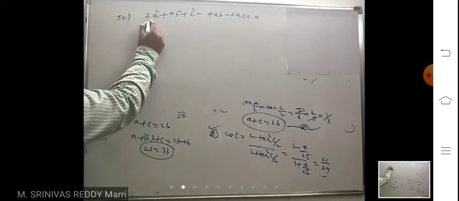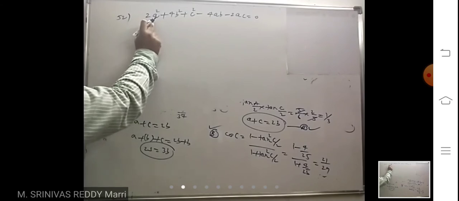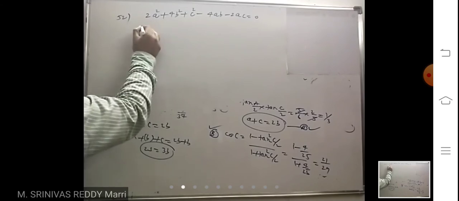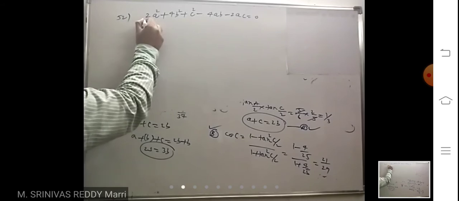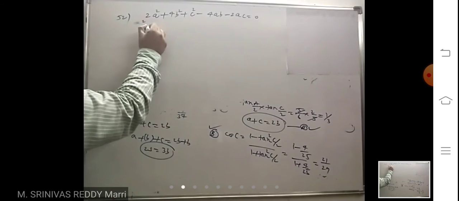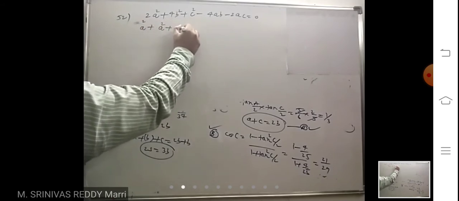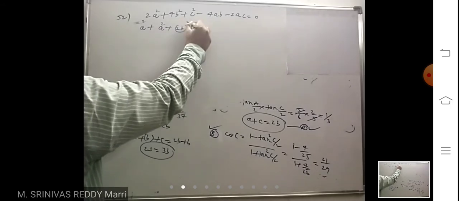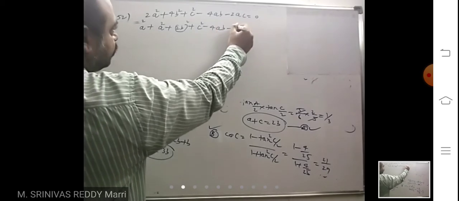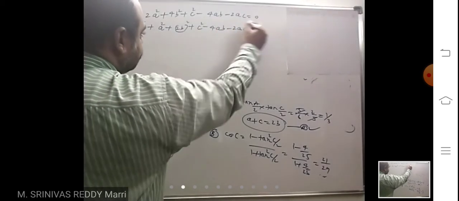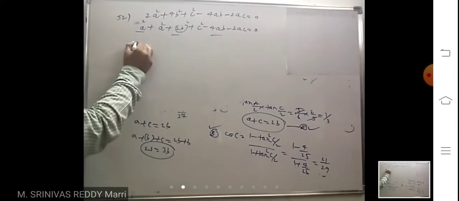Look at here. So this, look at 2a, this is 2a square, this is 2a square. I am clubbing like this. a square, okay, one a square here, a square plus a square I am writing this one. This is 2b whole square plus c square minus 4ab minus 2ac equals 0. These three terms I am clubbing.